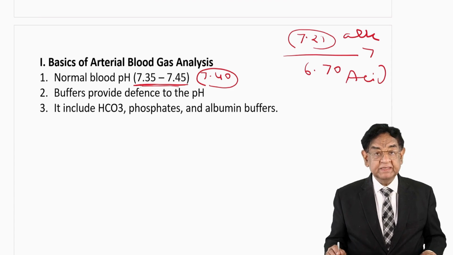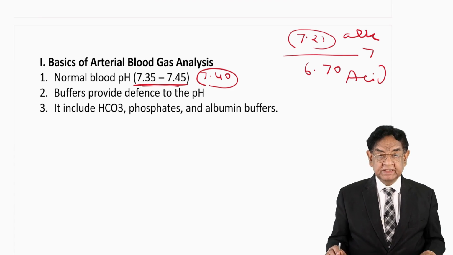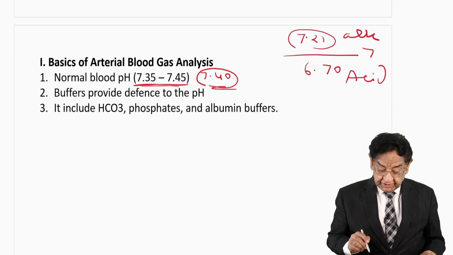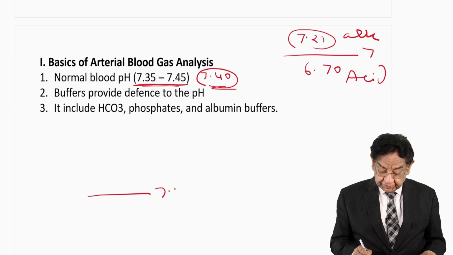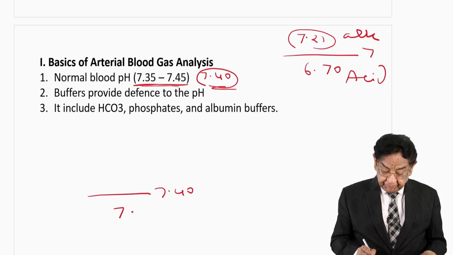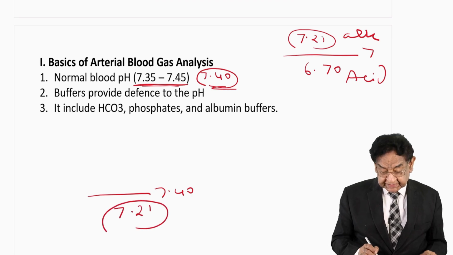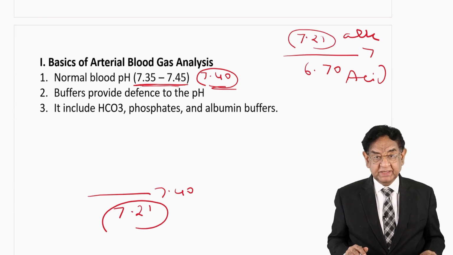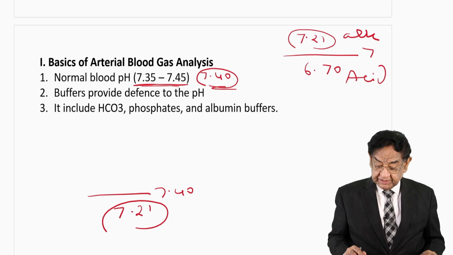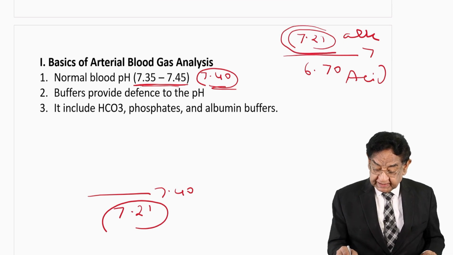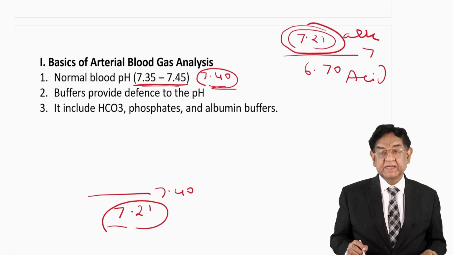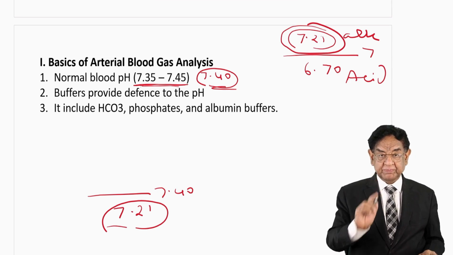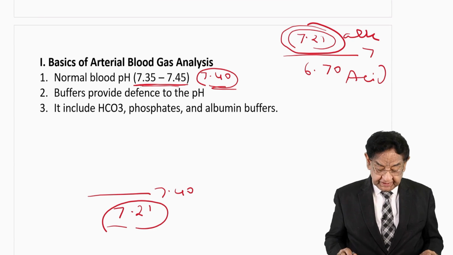But in medical sciences, the normal pH is, as I told you, 7.40. So this is 7.40. 7.21 in medical sciences, which is anything below 7.40, is acid. So friends, in school, it is alkali. In medical science, this is acid. This point you should remember very carefully.